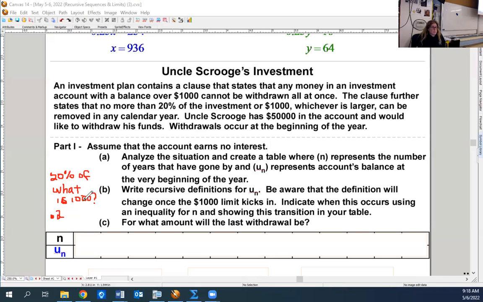Of means multiply. What we'll just call x. And 1,000 is equals. So there's our equation. So what does x equal, guys? That equals 5,000. So guys, up till we have only 5,000 left, Scrooge is going to take 20% until he hits 5,000. So his equation is going to be take out 20% until my account is down to 5,000.